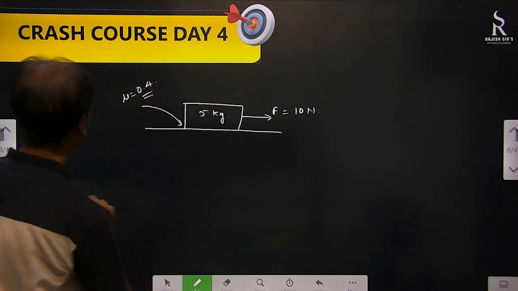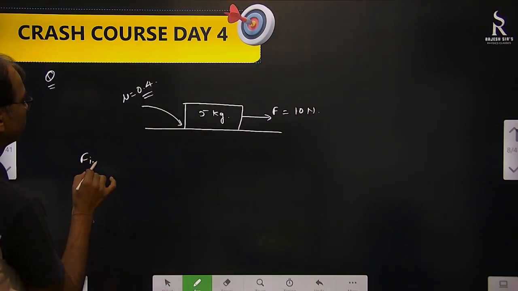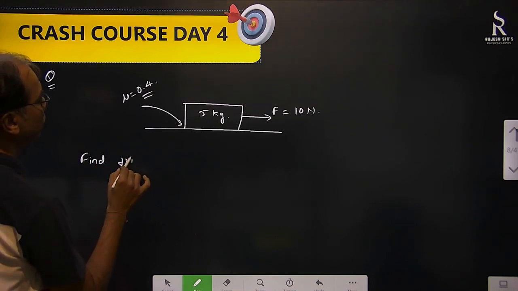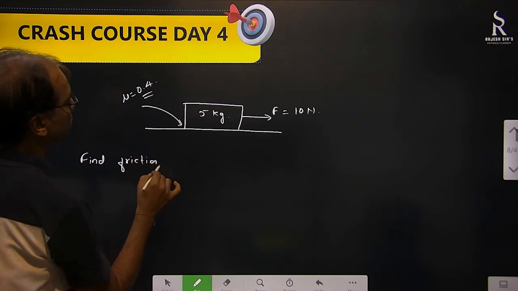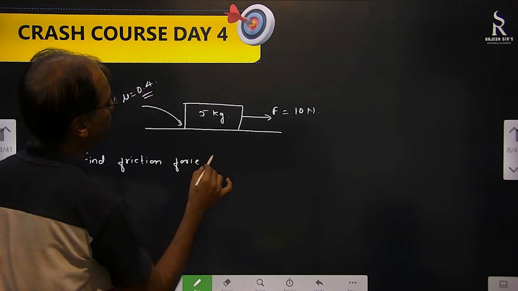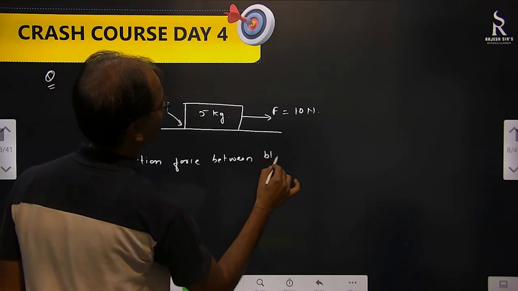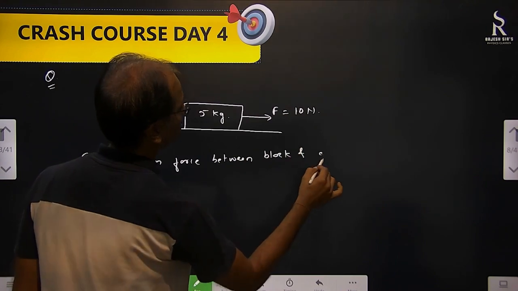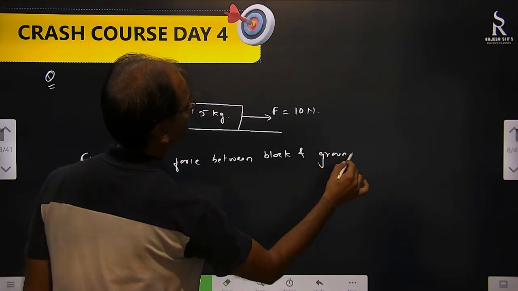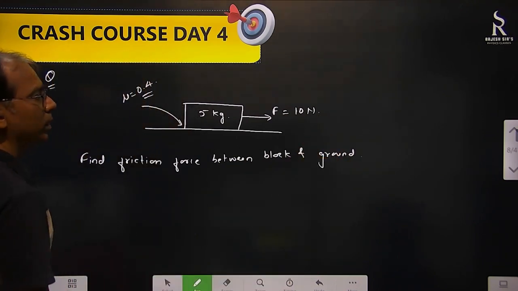The question is, find the friction force between block and ground. Okay, so how to find it?